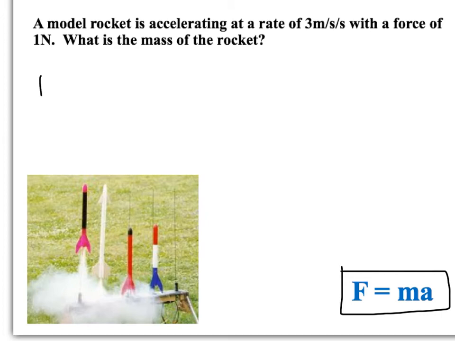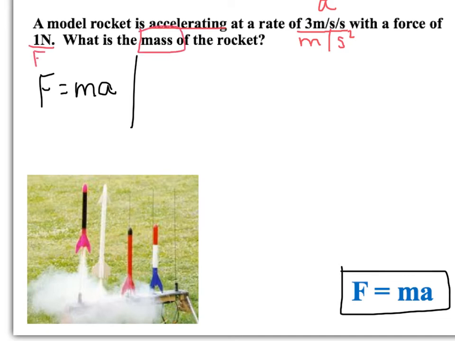Well, I'm going to write down my formula because that's always the first thing that I do. And then I'm going to go to my problem and see what I have. It says that the model rocket is accelerating at a rate of 3 meters per second. Well, that's the same thing as meters per second squared. There's 2 of them. So that's acceleration. With a force of 1 Newton, so that is my force. What is the mass of the rocket?